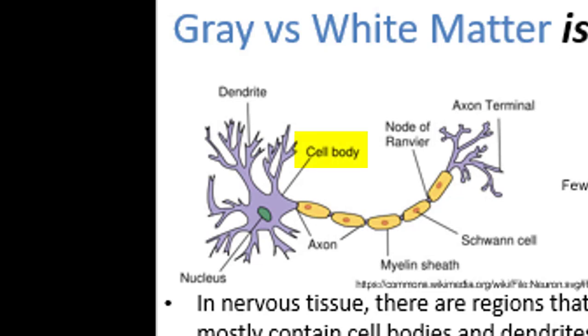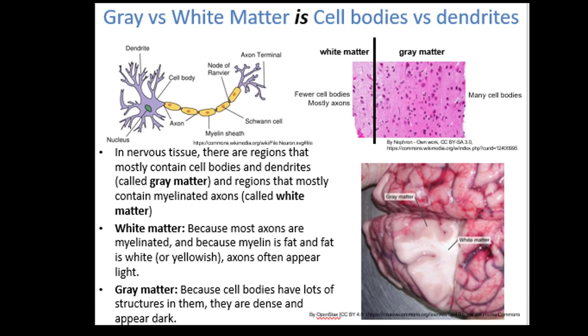It has a cell body that contains the nucleus and most of the other organelles, and branching off the cell body we find dendrites and an axon. Dendrites are typically shorter branches, and their job is to bring a signal into the neuron. And the axon is typically a single long branch that's sending a signal away from that neuron.